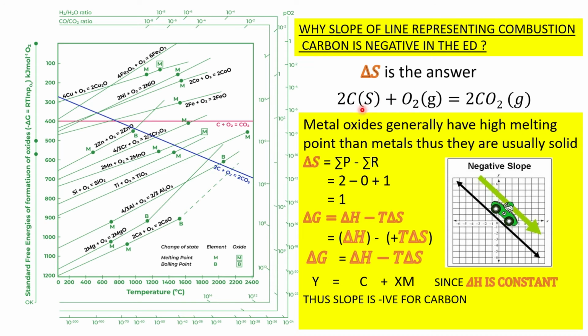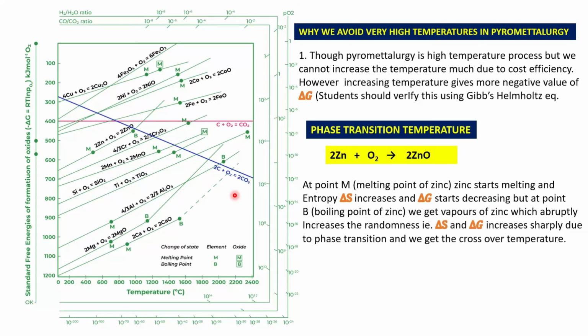For this combustion of the carbon into the carbon dioxide, that's why this slope is downhill like that. So these are very, very important things, and such types of questions are generally asked in the JEE examination. Please remember, I hope these 2 points are quite clear now.